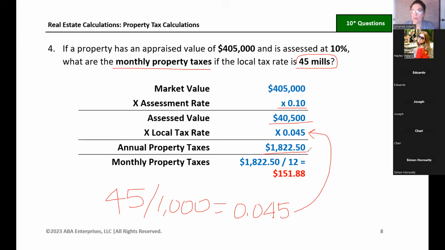And that will give us annual property taxes of $1,822.50. But I asked for monthly. I asked for monthly, didn't I? So let's divide by 12 and get $151.88. Excellent.